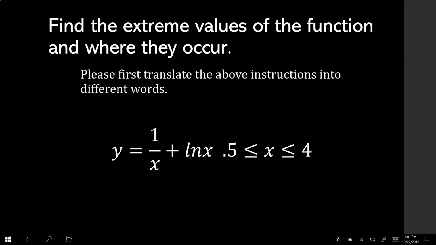I'm going to give you a few more examples of using the extreme value theorem to find global maximums and global minimums. Let's read through these instructions. Find the extreme values of the function and where they occur. So if you can't translate these instructions into different words, you might not know what they mean.